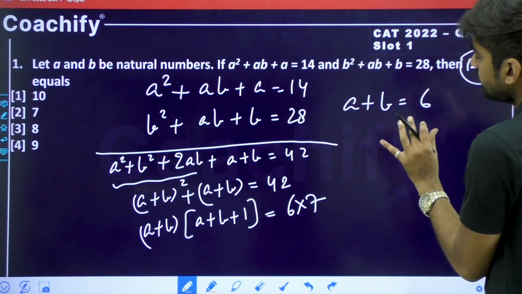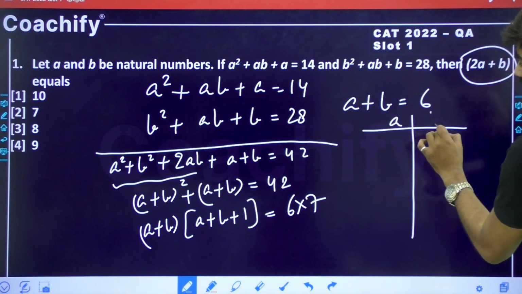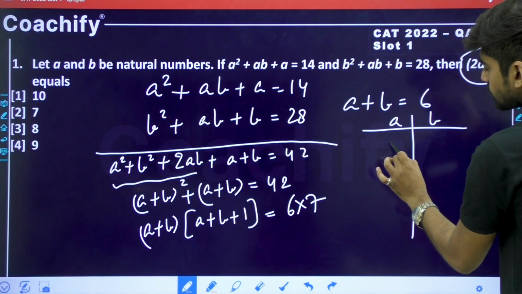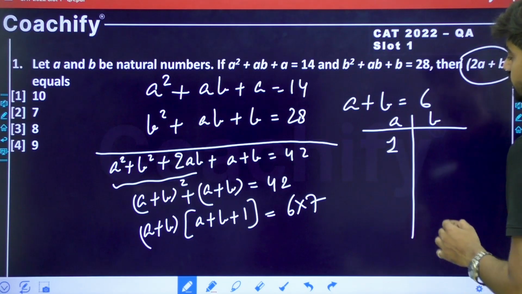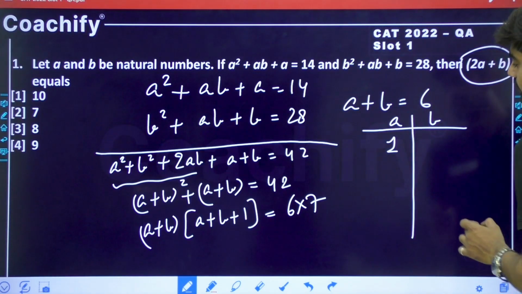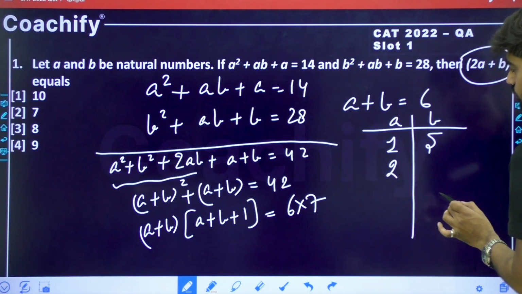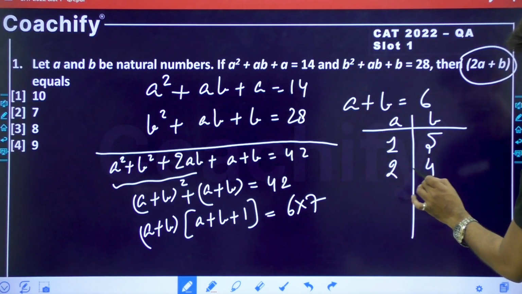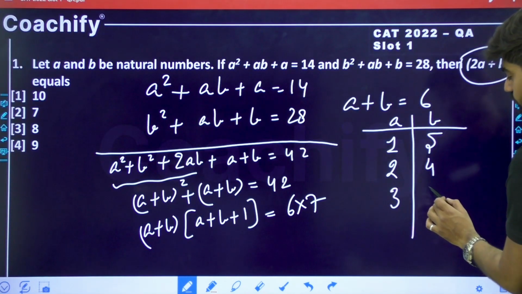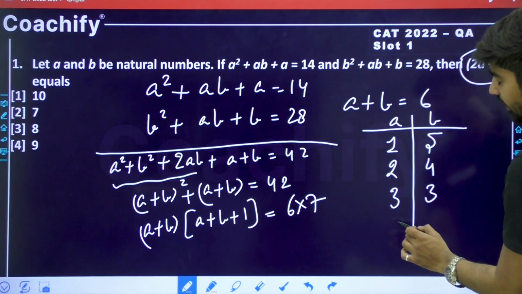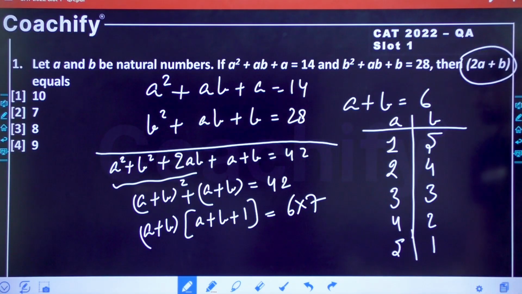But what I can do here is make multiple cases. So let's say A and B. If I take the value of A as 1, I cannot take the value of A as 0. Why? Because A and B are natural numbers. So if I take A as 1, B becomes 5 and the sum becomes 6. If I take A as 2, B becomes 4 and again the sum becomes 6. If I take A as 3, B becomes 3 and the sum becomes 6. If I take it as 4, this becomes 2. If I take it as 5, this becomes 1.